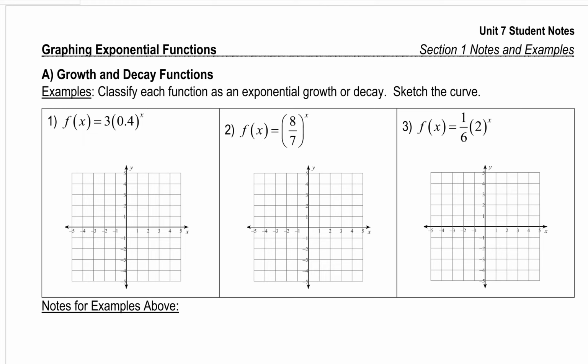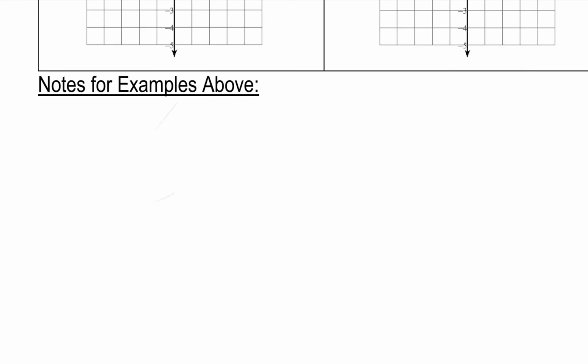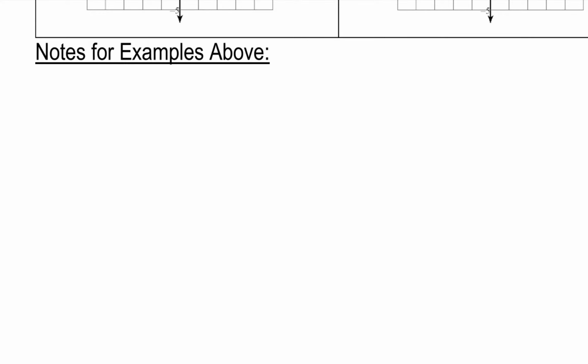A is growth and decay. So we're going to classify these as exponential growth or decay and then sketch the curve. Before I do that, let's do some notes. The first thing we need to know is what is exponential growth and what is exponential decay.